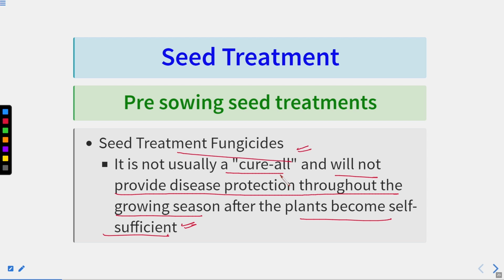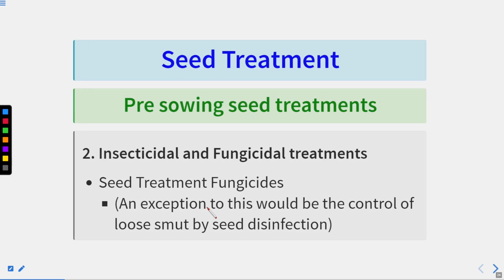So it is not usually a cure-all and will not provide disease protection throughout the growing season after the plant becomes self-sufficient, right? It is not a guarantee that there will be no other fungal diseases. There are some fungal diseases after the reproductive phase, at the seed establishment stage, right? But initially there will be no disease. An exception to this would be the control of loose smut by seed disinfection.